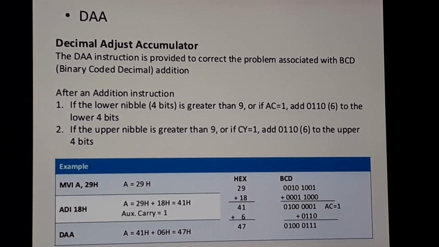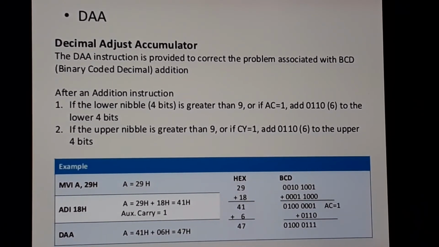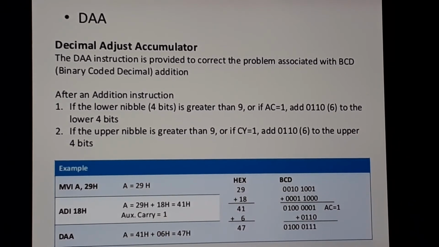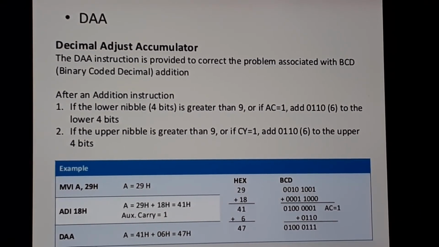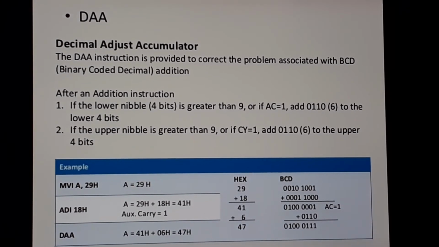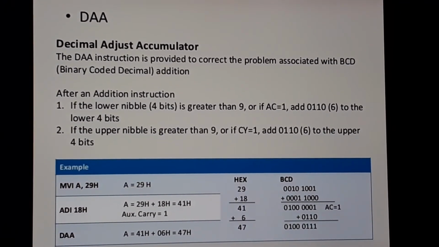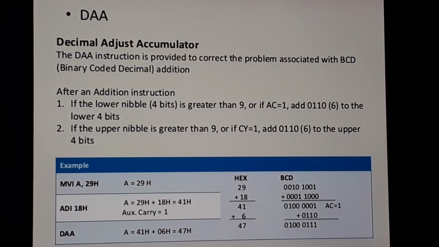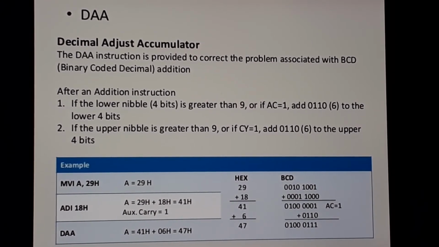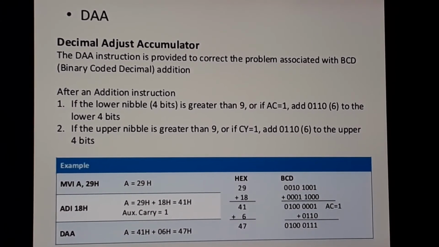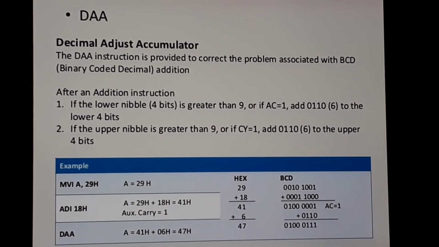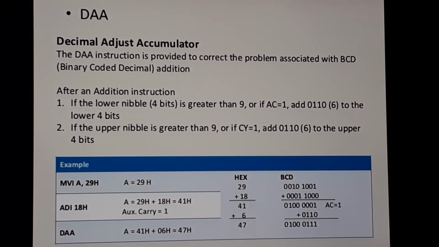Then the second rule is if the upper nibble is greater than 9. The first rule was, if the lower order 4-bit number is greater than 9, you add 6 to that lower order number. And the second rule is if the higher order number is greater than 9, you will add 6, that is 0110, to the higher order number.